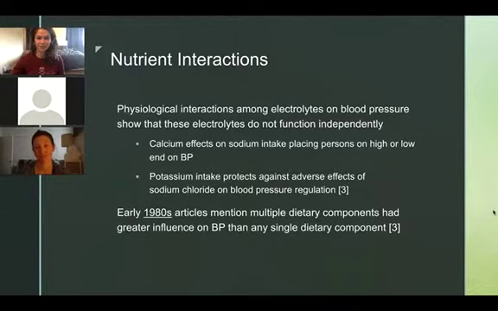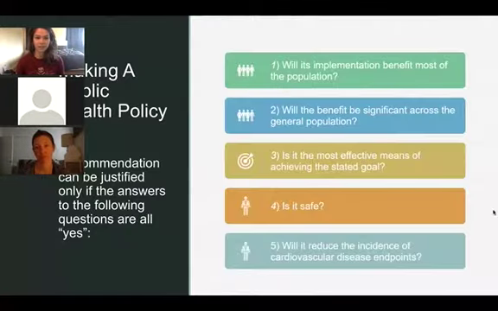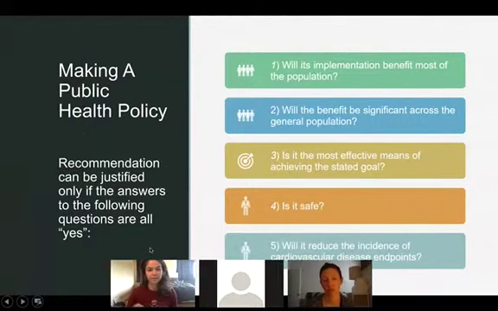Right. Okay. So then, considering all of this, guys, we have this slide that came from the Should We Shake It Up article, and it discussed what goes into making a public health policy, and you need to have yes to these 5 questions presented here. Is it beneficial for most of the population? Is it a significant benefit? Is it the most effective goal? Is it safe? And no, we find that too low of salt isn't safe, because we need it for proper function. It's an essential nutrient, right?